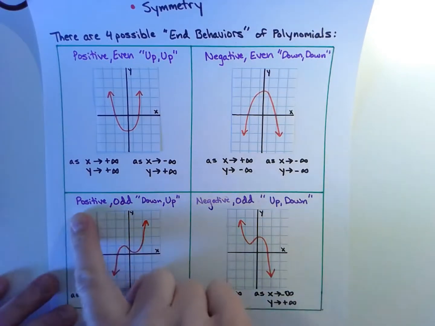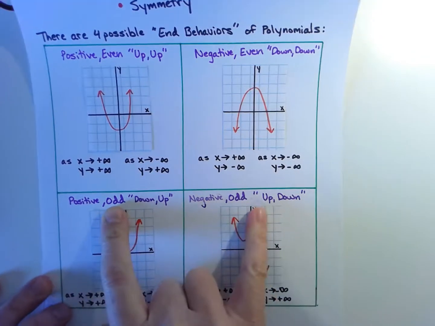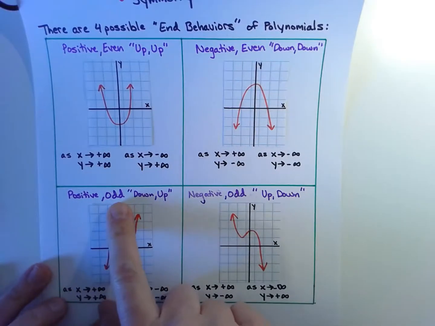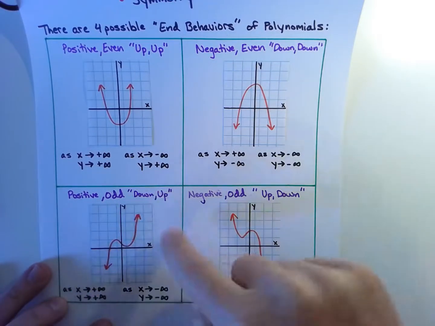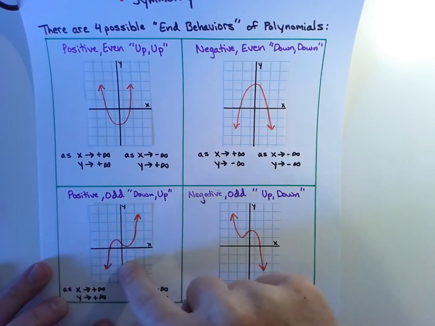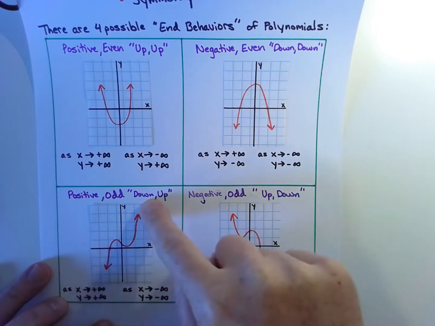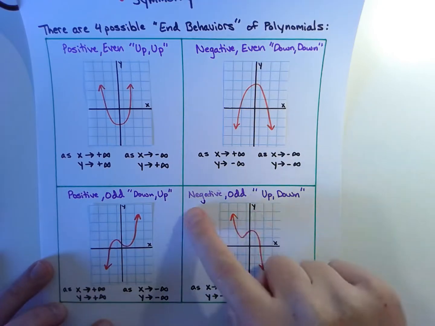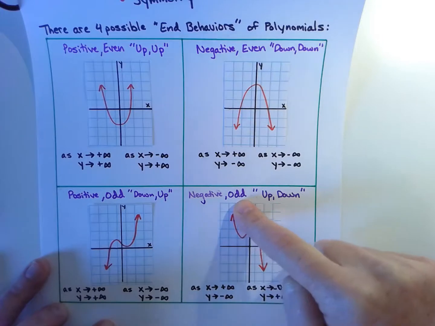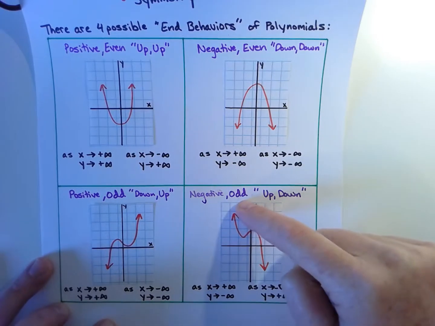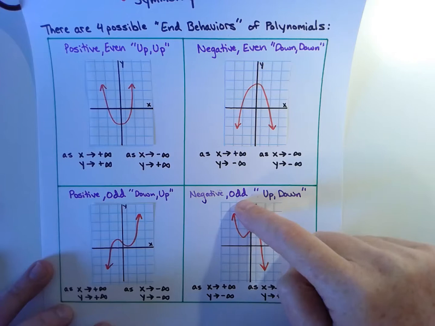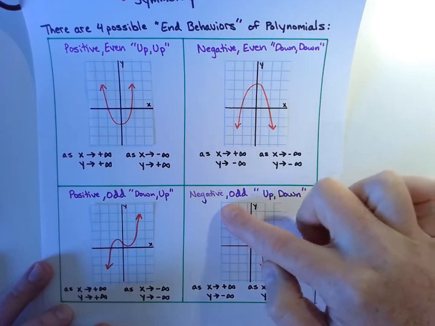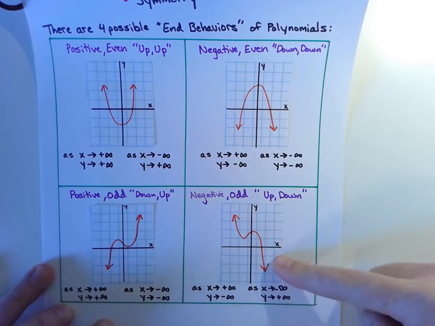Then we have positive odd functions. Anytime you have a positive function of odd degree, like a cubic function or a 5th degree polynomial, it behaves like this one, which starts down and ends up. Then if you have a negative odd function, like a cubic function or something with a 5th power or a 7th power, it would behave like this one. It would go up on the left and down on the right.